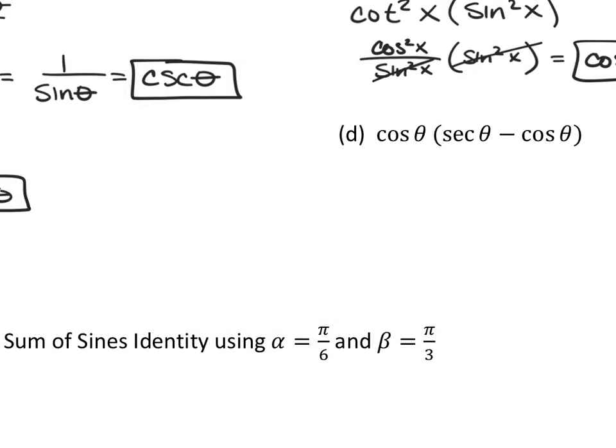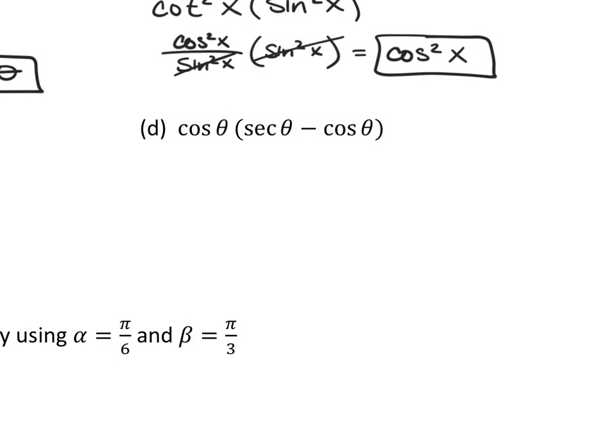Last one here for this kind of problem. Cosine of theta times secant of theta minus cosine of theta. All right. So in problem B, we factored something out to be able to reduce. In this problem, factoring out didn't help us because it's factored right now, but that's not helpful. So instead of factoring, let's multiply this back in and see what happens. This would become cosine of theta times secant of theta minus cosine squared of theta. So that's reverse factoring, called distribution.